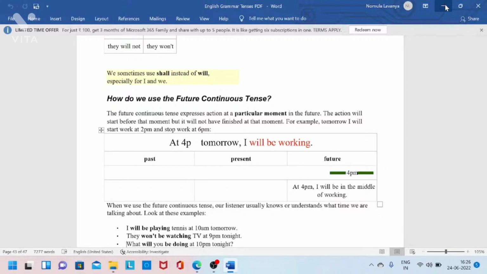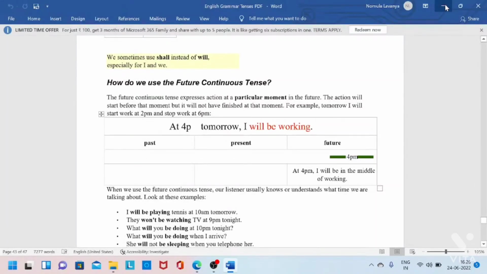Okay, so when we use this future continuous tense, our listeners usually know or understand what time we are talking about. Like I already said, tomorrow at 4 p.m. So it means that it's for the future, not now. And I will be playing tennis at 10 a.m. tomorrow. This is also future, he has decided to play tennis, but tomorrow, that is future tense. And they won't be watching TV at 9 p.m. tonight. What will you be doing at 10 p.m. tonight?